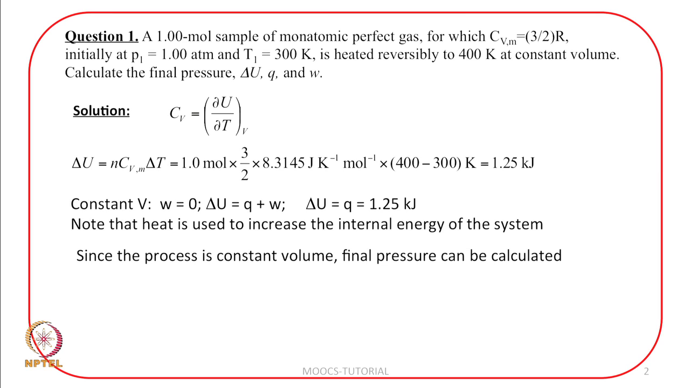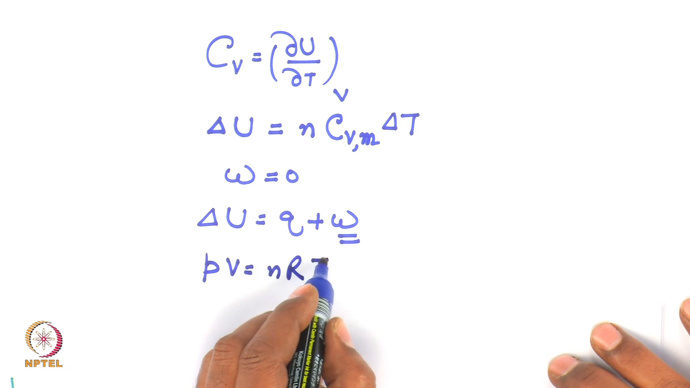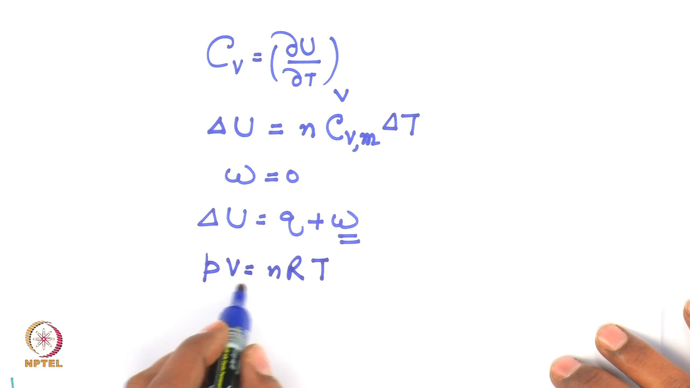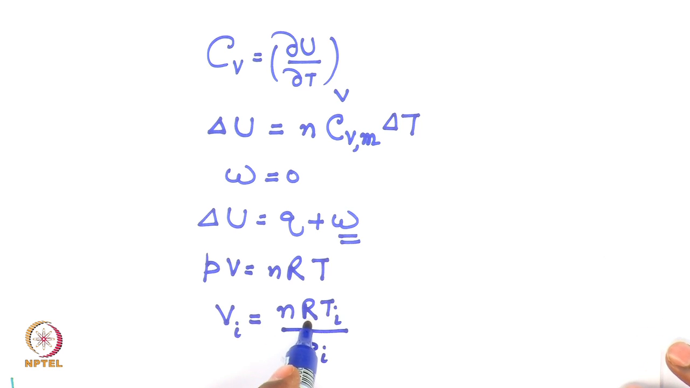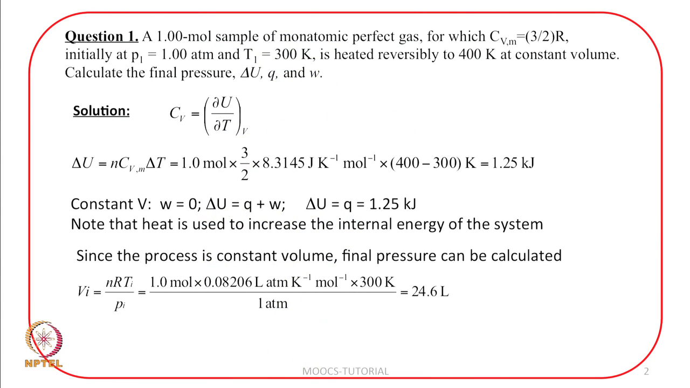The gas is ideal. So, whenever a gas is ideal, I can use the expression PV is equal to nRT, and initial volume can be calculated from nRT_i upon P_i. All the information is given, n is given, R we can choose of some suitable units, and initial temperature and initial pressure are given. Let us take a look at the calculations. n is 1 mole, and here I will use R in the units of liter atmosphere per Kelvin per mole, because the pressure given to me is in atmosphere. So, after substitution we get an initial volume of 24.6 liter.